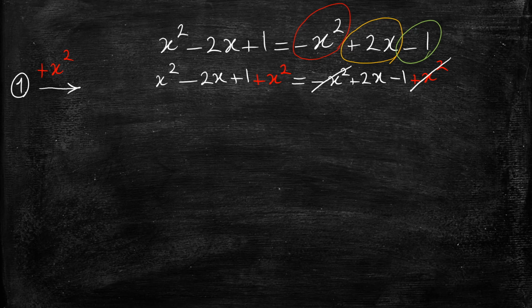Great. In the next step, I have plus 2x on the right hand side. So to get rid of that, I subtract 2x from both sides. That's it. So x squared minus 2x plus 1, plus 1 plus x squared from before.